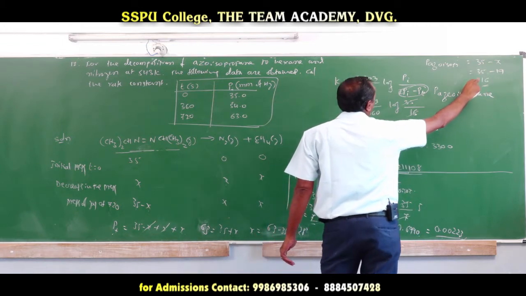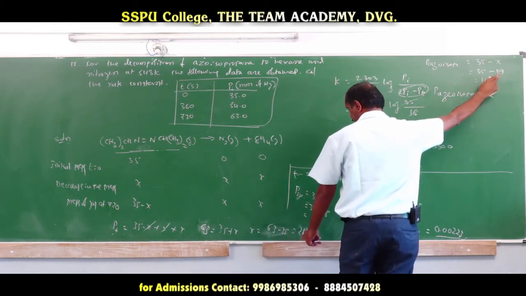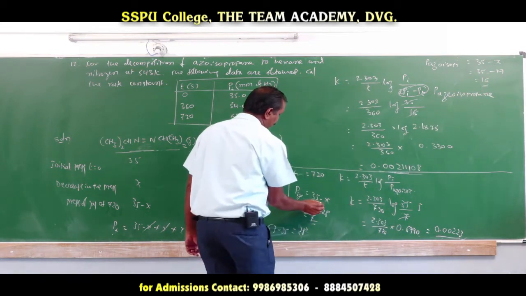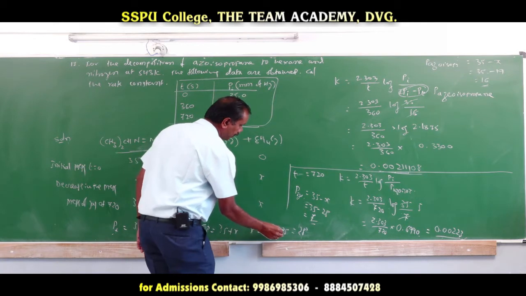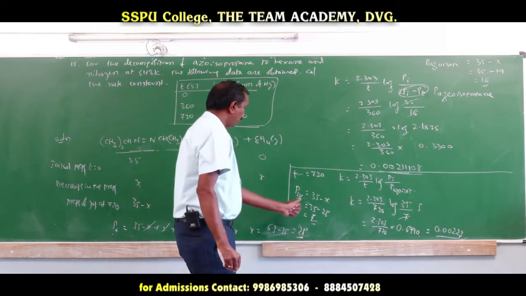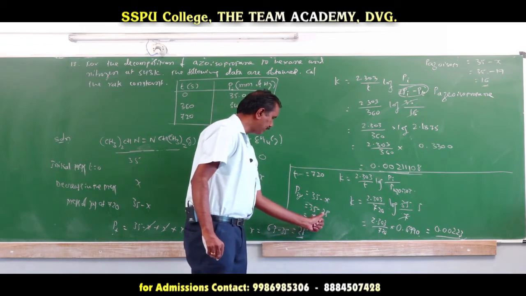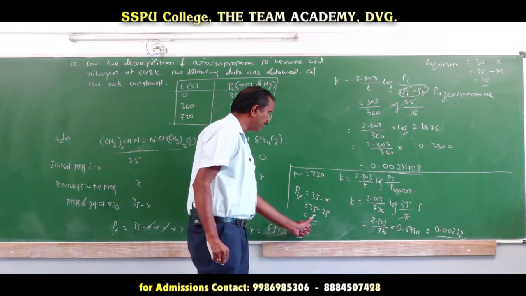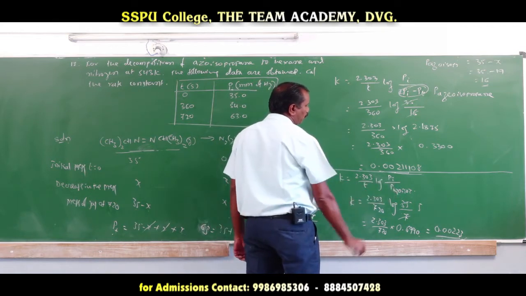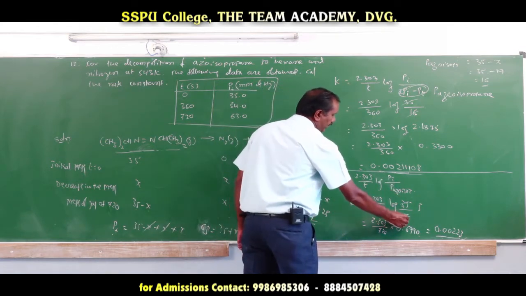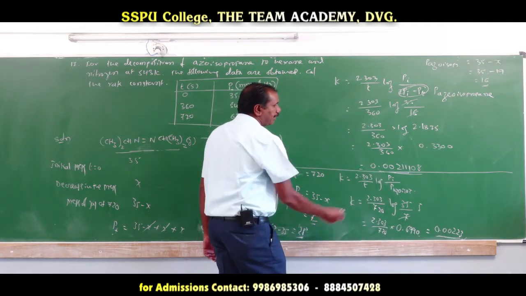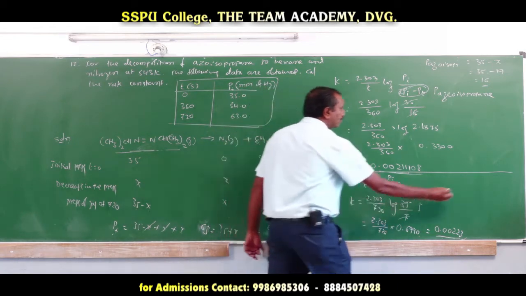So 35 minus X, where the X value becomes 28, so 35 minus 28 becomes 7. Then K becomes 2.303 by T log of Pi divided by the partial pressure of azoisopropane, so that is 7. Finally we can get it. The K value at different time intervals is the same. Hence it is first order kinetics.